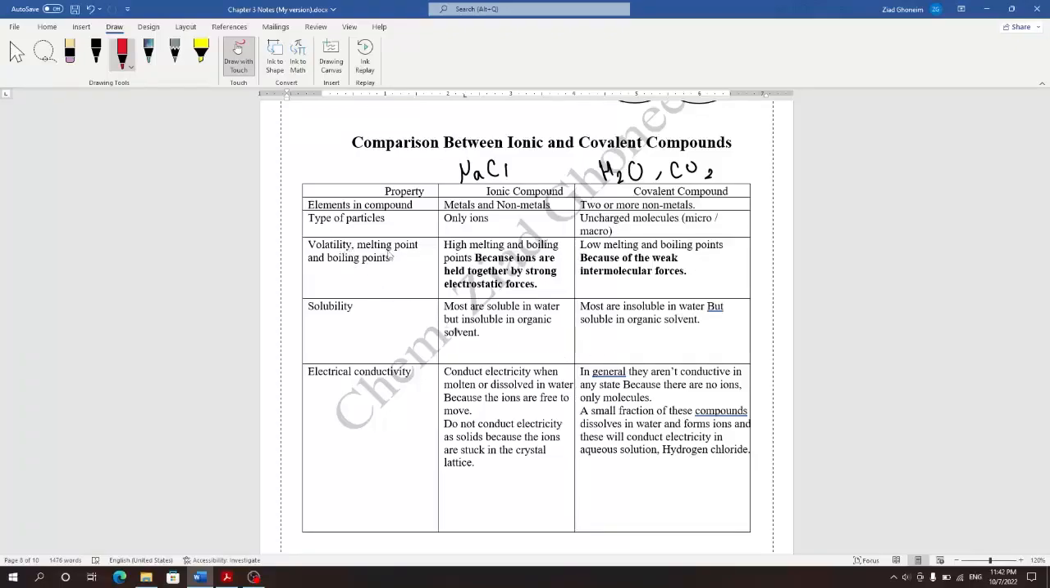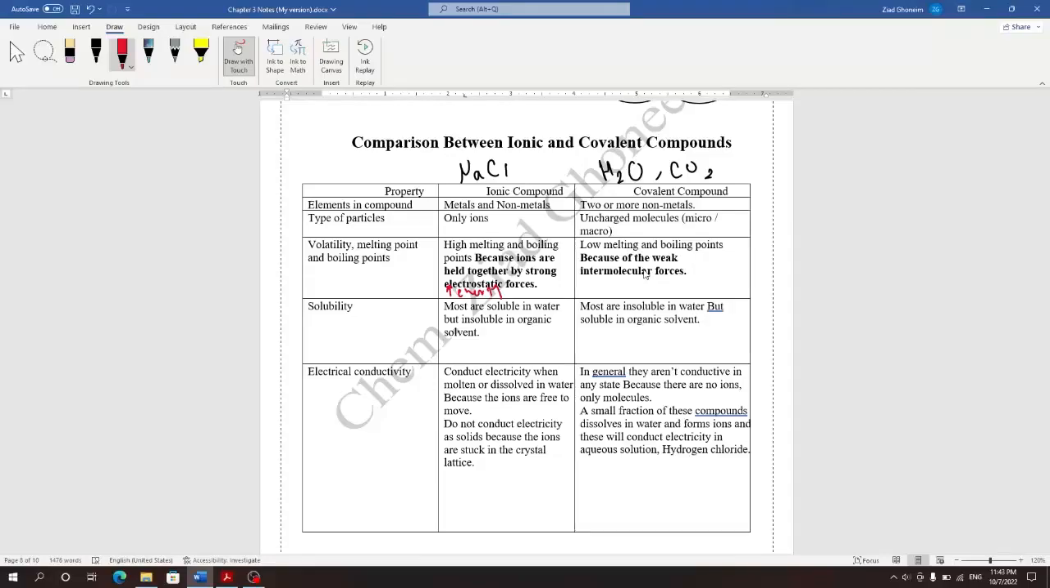As for volatility, melting point, and boiling point, ionic compounds have strong electrostatic attraction forces between the cation and the anion. These very strong electrostatic forces are very hard to break. They require a lot of energy, okay? Which means that the boiling and melting points are very, very high, okay? Because the ions are held together by strong electrostatic forces. In covalent compounds, we have low melting and boiling points. Why? Because of the weak intermolecular forces.